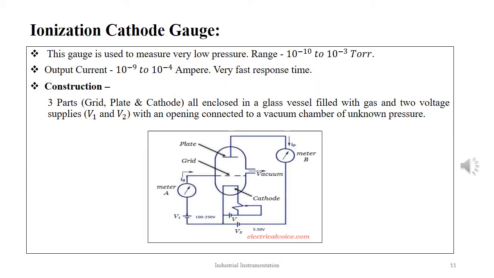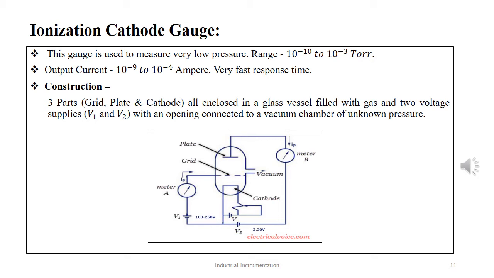The ionization gauge is used to measure severely low pressure conditions which can be as low as 10 raised to minus 10 torr. The output current varies in the range of 10 raised to minus 9 to 10 raised to minus 4 ampere, and the pressure measurement range is 10 raised to minus 10 to 10 raised to minus 3 torr. It has a very quick response time.